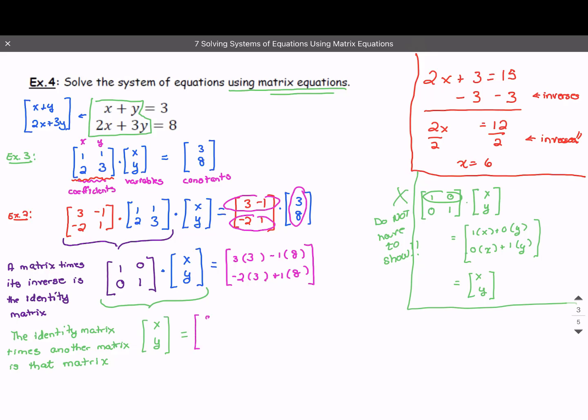All right, now on the other side, we have a little bit of arithmetic going on. We got 3 times 3 is 9, minus 8. We've got negative 6 plus 8, which means one more step. And we can say that x, y equals 9 minus 8 is 1, and negative 6 plus 8 is 2. And lo and behold, here is our solution where x is 1 and y is 2.